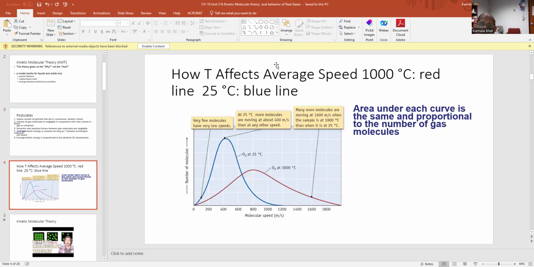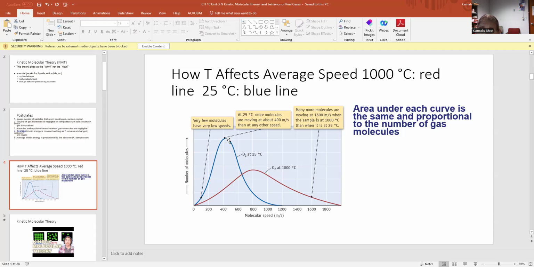Now, how does temperature affect the average speed? At 1000 degrees Celsius, the red line shows you how it behaves, and the blue line indicates 25 degrees. Each area under each curve is the same and proportional to the number of gas molecules that are there. So at very low temperatures, few molecules have very low speeds. At 25 degrees, more molecules are moving at about 400 meters per second than at any other speed.